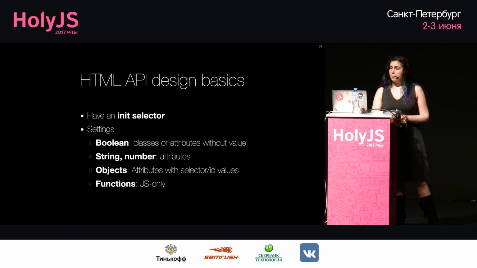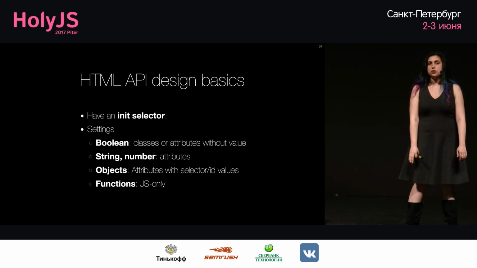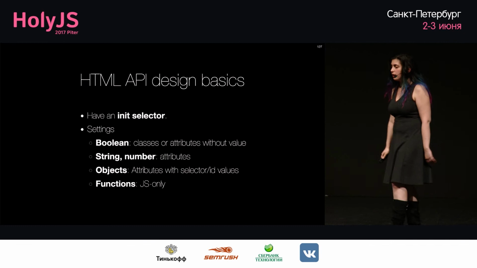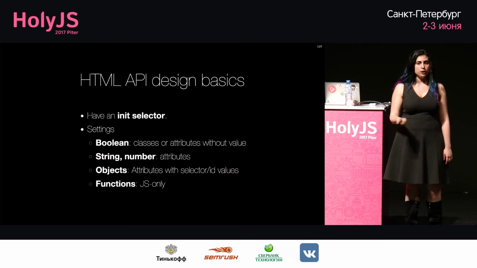Some API design basics for HTML APIs: have an init selector. Most libraries should not just operate on the page without any indication that the author actually wants them to operate in that area. It could be a class, it could be an attribute, it could be anything. Settings could be, if it's a Boolean setting, you could have a class or an attribute without a value, just like HTML does it. In general, it's good to follow the conventions of existing HTML.